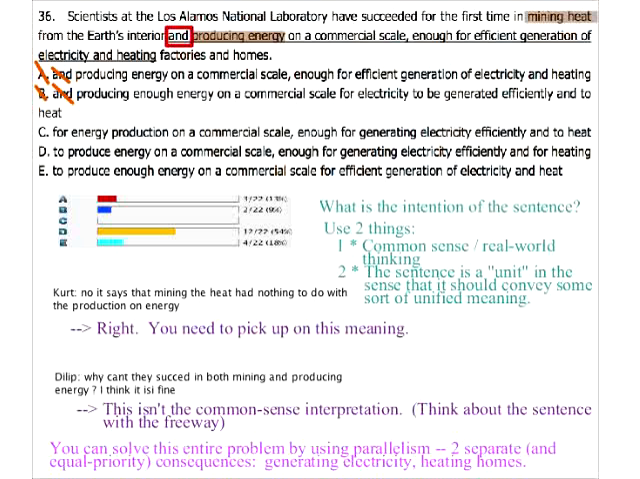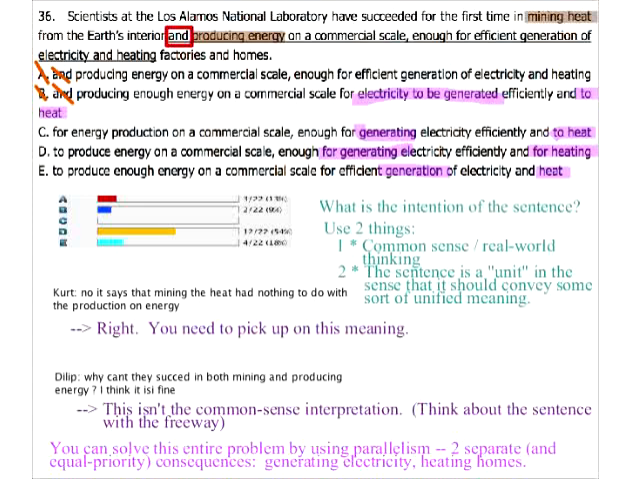Let's see how well these sentences do in the parallel department. So the ones that are left: generating and to heat, that's not okay. For generating and for heating, that's parallel. For generation, but then and heat, this would be a verb and this would not be a verb. That's not okay. So for electricity to be generated and to heat, definitely inferior to D.